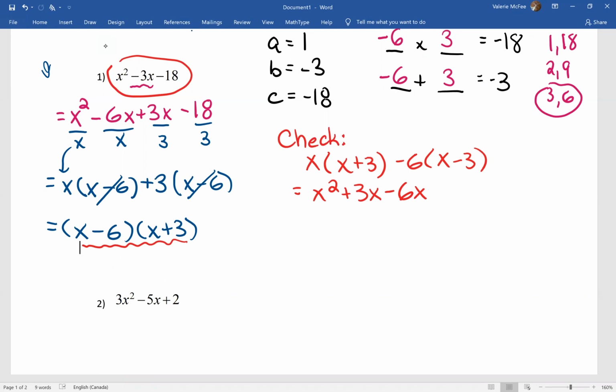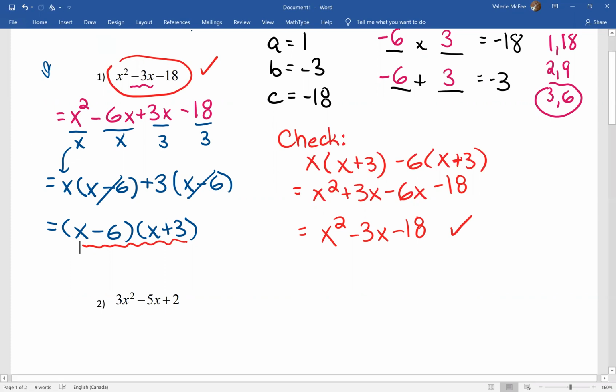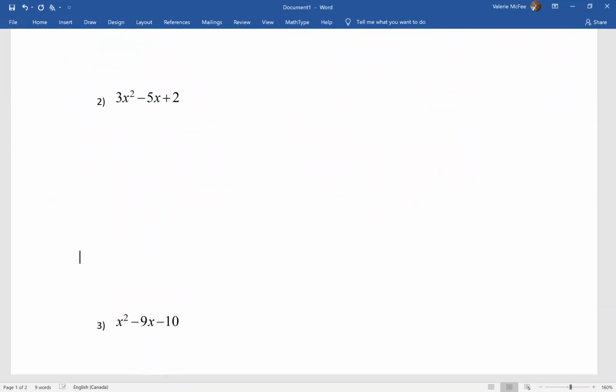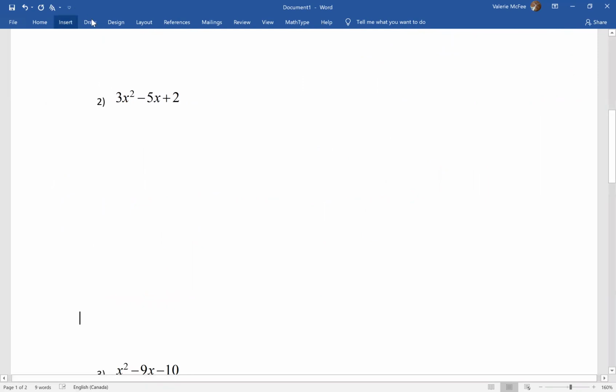Oops, that was supposed to be an x plus 3 there. Okay, the trinomial I got when I multiplied is the same as the trinomial I started with. We know we're good. If you're ready to try a question on your own, you can pause the video and try this one. Otherwise, watch another example.